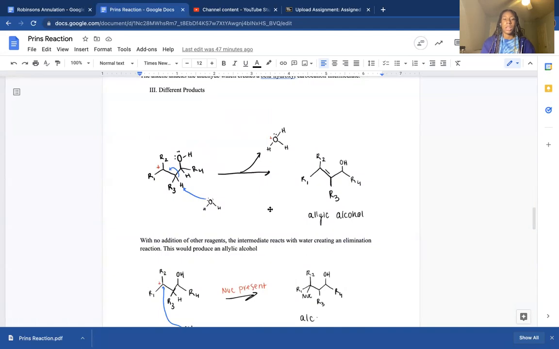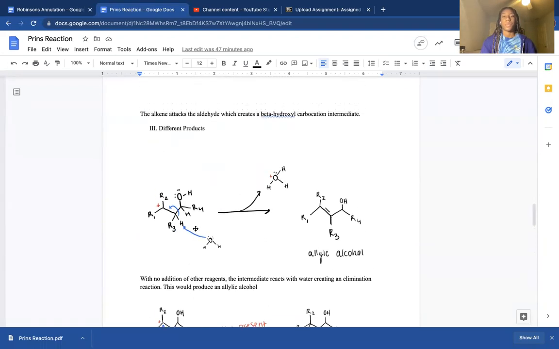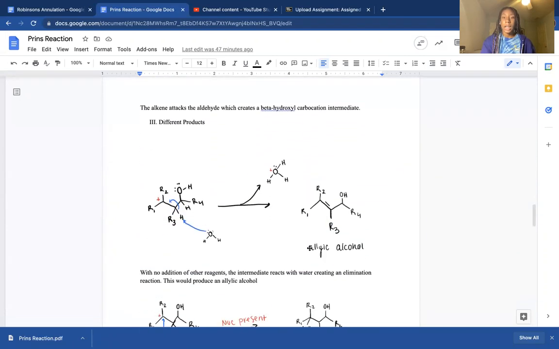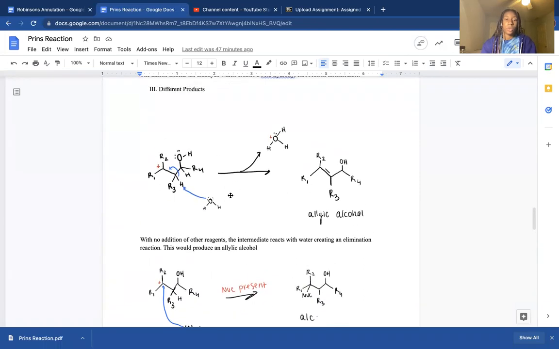The difference in products. So basically there are 3 different products that can come from this Prins reaction. So I did every single step. We start from the carbocation intermediate and we move to here. If there are no additional reagents, the intermediate reacts with water, H2O, creating an elimination reaction, where we would be eliminating H3O, and this would be the loss of a leaving group over here. And then this would produce an allylic alcohol.